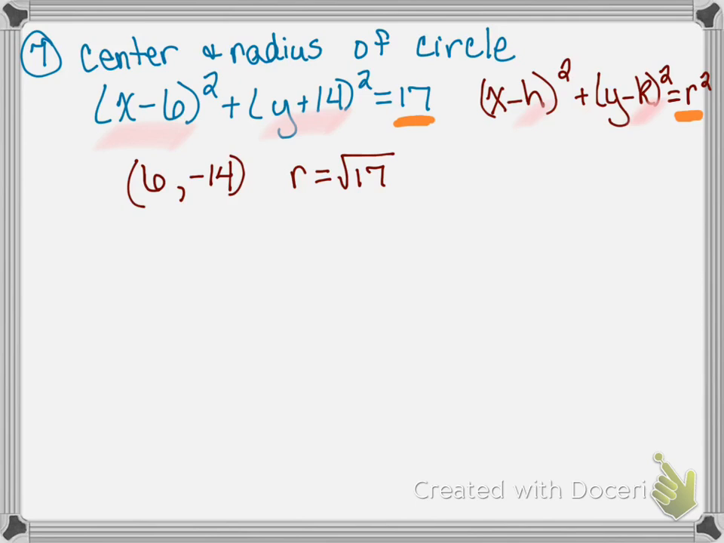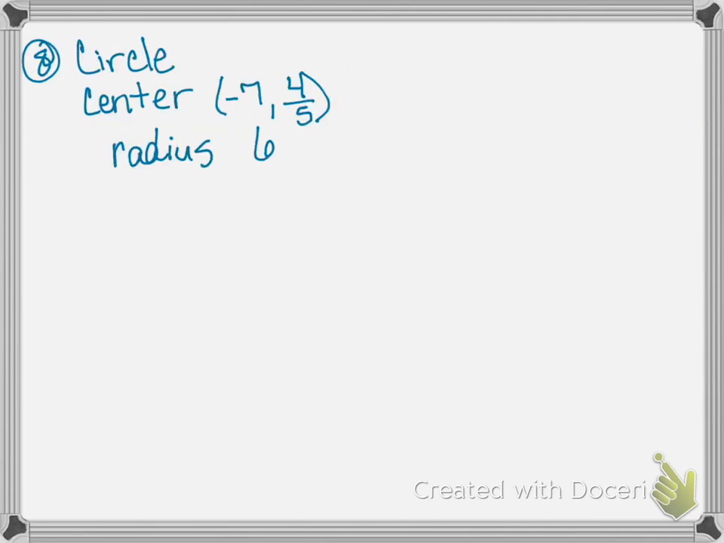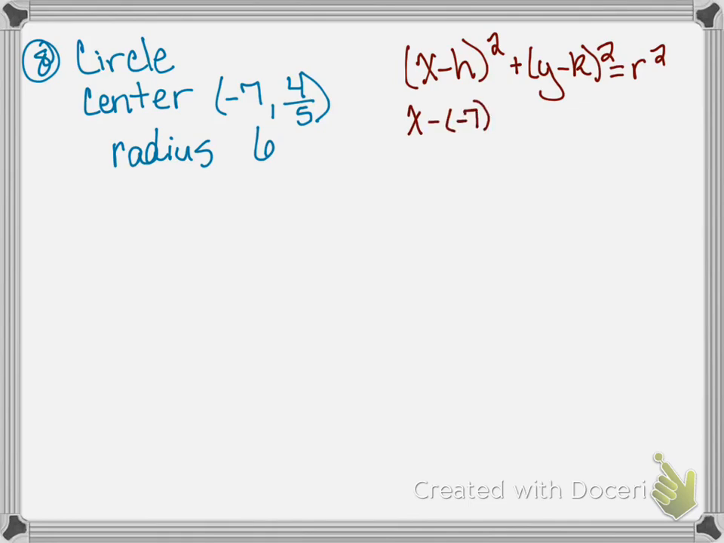Okay? Now for our next one, we are given the center and we're given the radius. So we are going to look at our formula, which is x minus h squared plus y minus k squared equals radius squared. Okay, so we're going to plug in our negative 7 and our 4/5. So we are going to have x minus negative 7, and we are going to square that. Then we are going to have y minus 4/5 squared equals 6 squared.